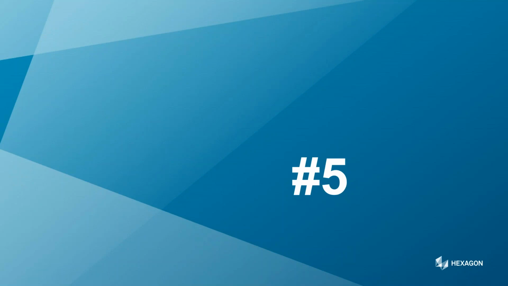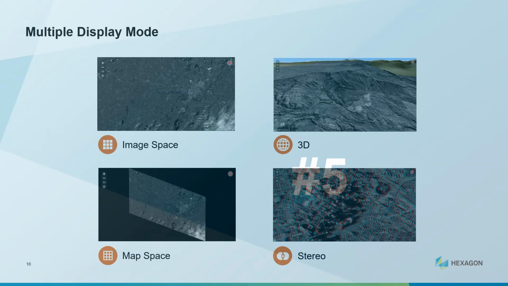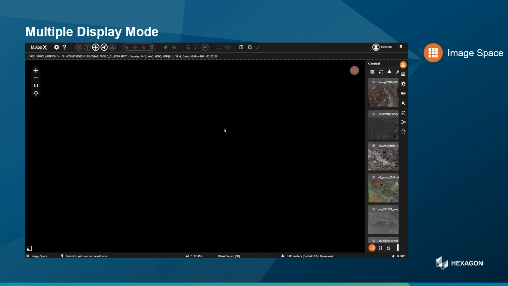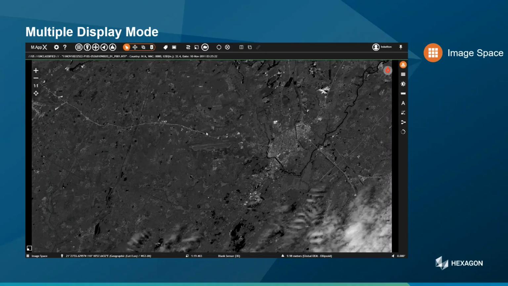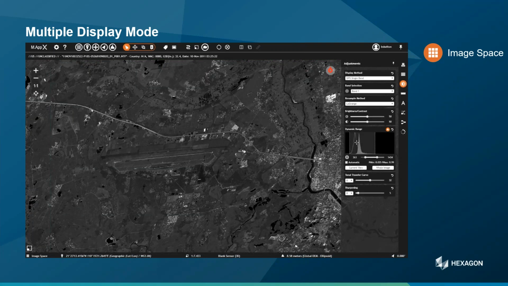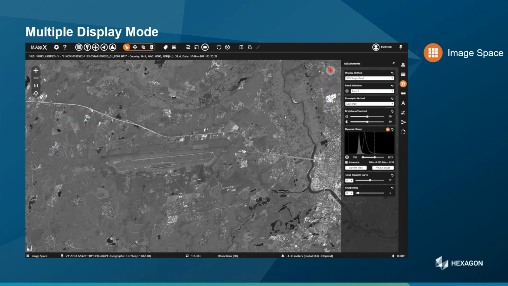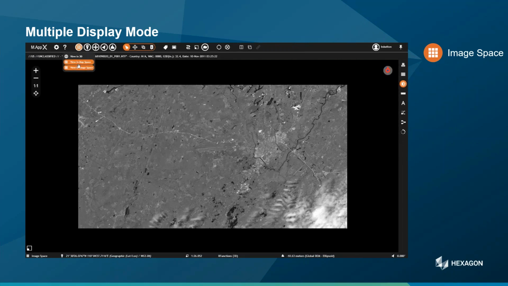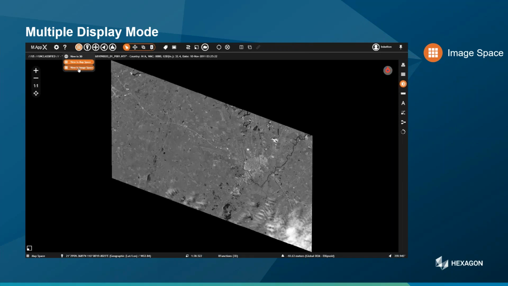So the number 5 functionality on my list is the ability to view the images in different modes. I can change the view depending on the type of analysis I am doing. If I need to make a precise image measurement using the sensor model information, I can use image space, which presents the original pixel with the greatest accuracy. This mode eliminates any distortion or visual artifact.